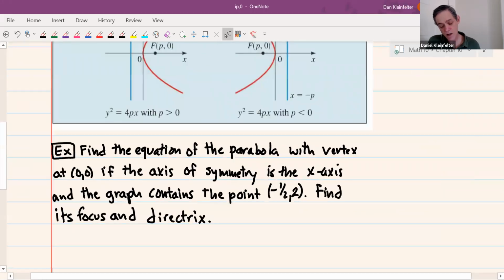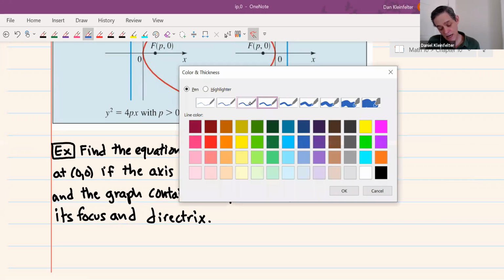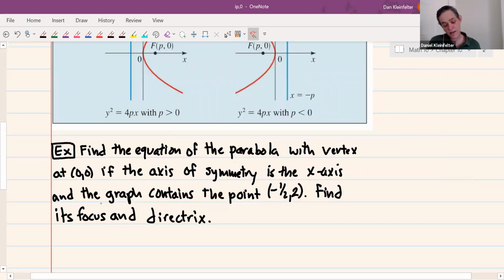We want to find the equation of this parabola, and the vertex is at the origin for now. The axis of symmetry is going to be the x-axis, and the graph contains the point (-1/2, 2). Okay, that is, it'll pass through that point. And then we'll also want to find the focus and directrix.